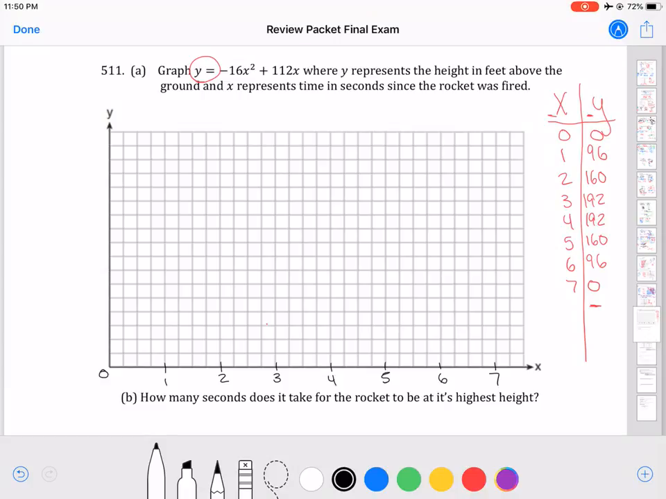Okay, so that's how you're going to do the scale for the x-axis. For the y-axis, you look at the biggest number. The biggest number that I see over here is 192, which means I'm going to want to scale that y-axis all the way up to at least 192. I could even stretch it to go up to 200.